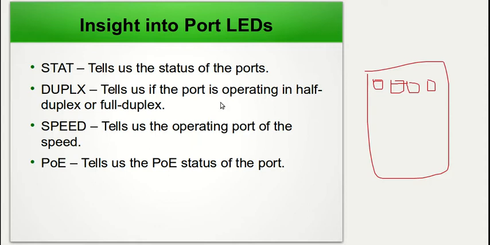Duplex will tell us whether the port is operating in half duplex or full duplex. If the light isn't green, if it's off, the port is operating in half duplex. If it's green, the port is operating in full duplex. With half duplex, either the switch or the device can send data over that cable. With full duplex, both the switch and the PC can send data over that cable at the same time. The speed LED will tell us the speed that the port is operating at. If it's off, the port is operating at 10 megabits per second. If it's green, the port is operating at 100 megabits per second. And if it's blinking green, the port is operating at 1000 megabits per second.